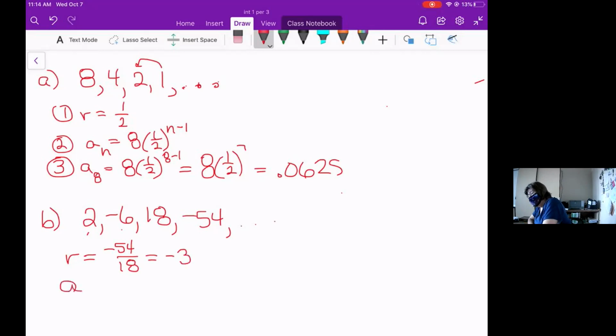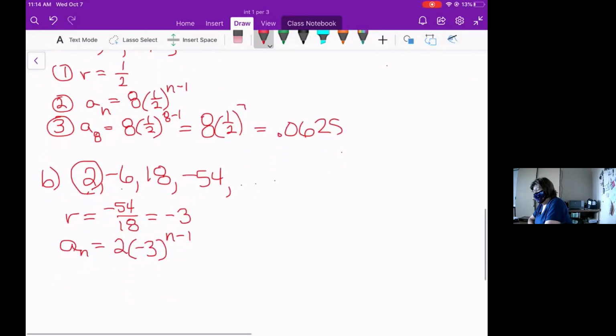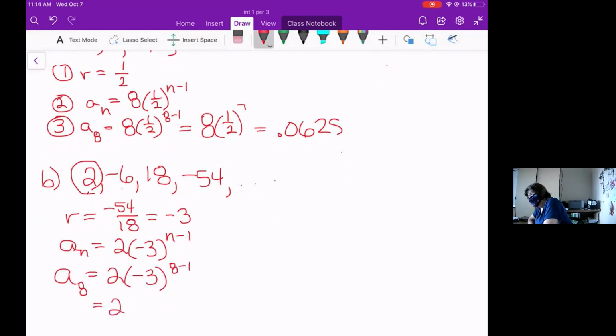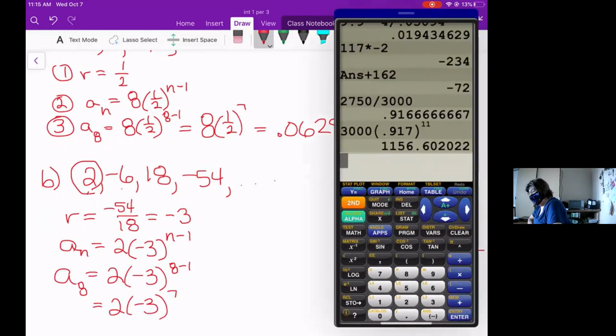My equation, a sub n equals the first number in my sequence times my r to the n minus 1 power. So now I want the eighth term. Eight minus 1. Pull up my calculator. 2, parentheses, -3, to the 7.